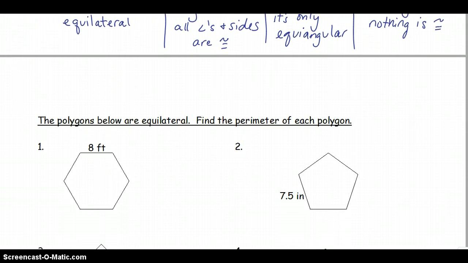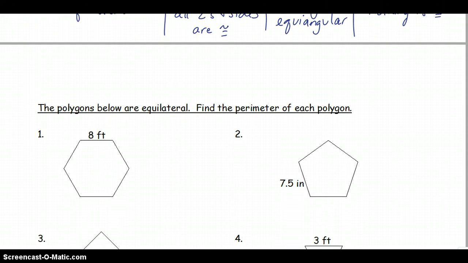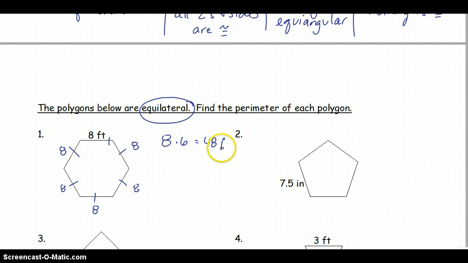The other thing you're going to see on your assignment is perimeter. It tells you in the directions that these guys are equilateral. Equilateral again means that all the sides are equal. So in number 1, if this side's 8, all of the sides are going to be 8. And if you count it up, you have a total of 1, 2, 3, 4, 5, 6 eights. You just do 8 times 6, you get 48 feet for the perimeter.